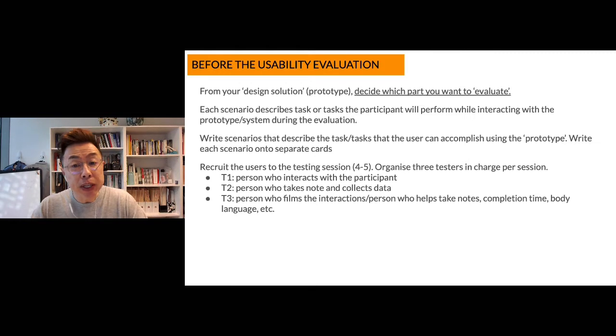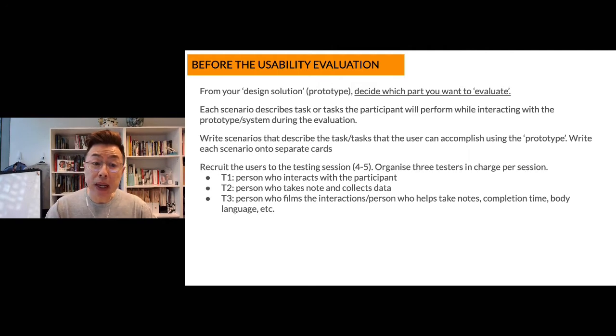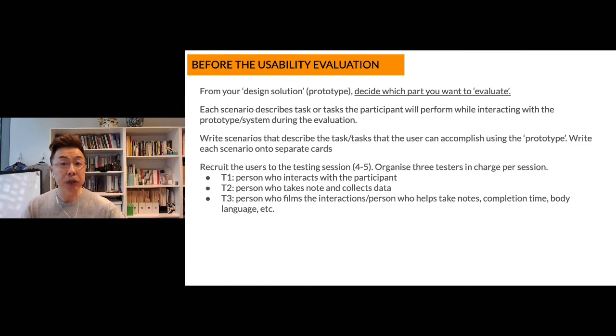So then you also need to create scenarios, okay? Each of the scenarios would describe tasks the participant will perform while interacting with the prototype system during the evaluation. So what it means is that you have to write the scenarios before the testing. Okay, you need to look at what functions you have and what possible scenarios people can have to use your prototype, given the functions that it has at the moment. And the best thing to do is to write each scenario onto separate cards. So basically you're giving one scenario at a time to the user to read and to try and use the prototype to complete.